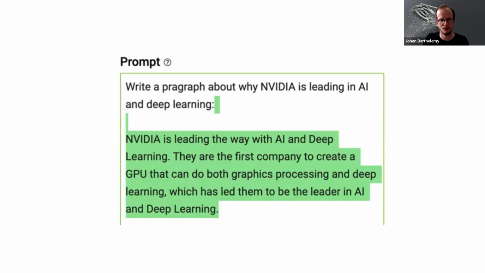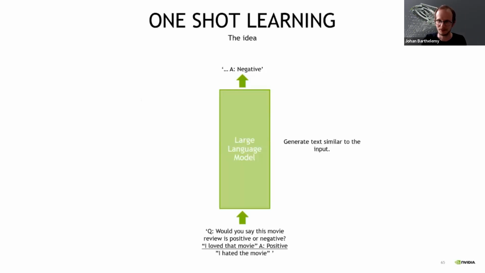Another example of zero-shot learning from the same model. I just say, write a paragraph about why NVIDIA is leading in AI and deep learning. And it generated this for me. I didn't have to do anything. So NVIDIA is leading the way with AI and deep learning. They're the first company to create a GPU that can do both graphics and deep learning, which has led them to be the leader in AI. So yeah, that's good enough for me, I would say.